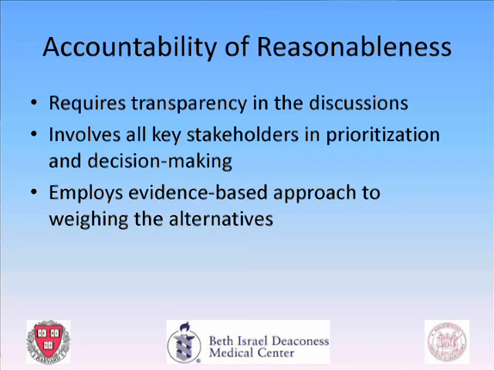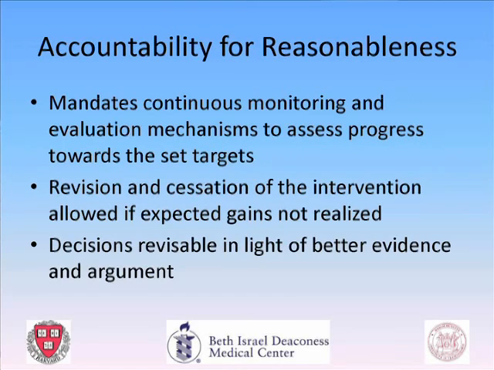These are not algorithms, these are not actual methods, but there are some rules in terms of how you approach these questions. Accountability for reasonableness requires transparency in all the discussions. So everyone should know what's going on and how you allocate resources. All the stakeholders should be there. It shouldn't be just a few people deciding how much money should go into which projects. And it has to employ an evidence-based approach to weighing the alternatives.